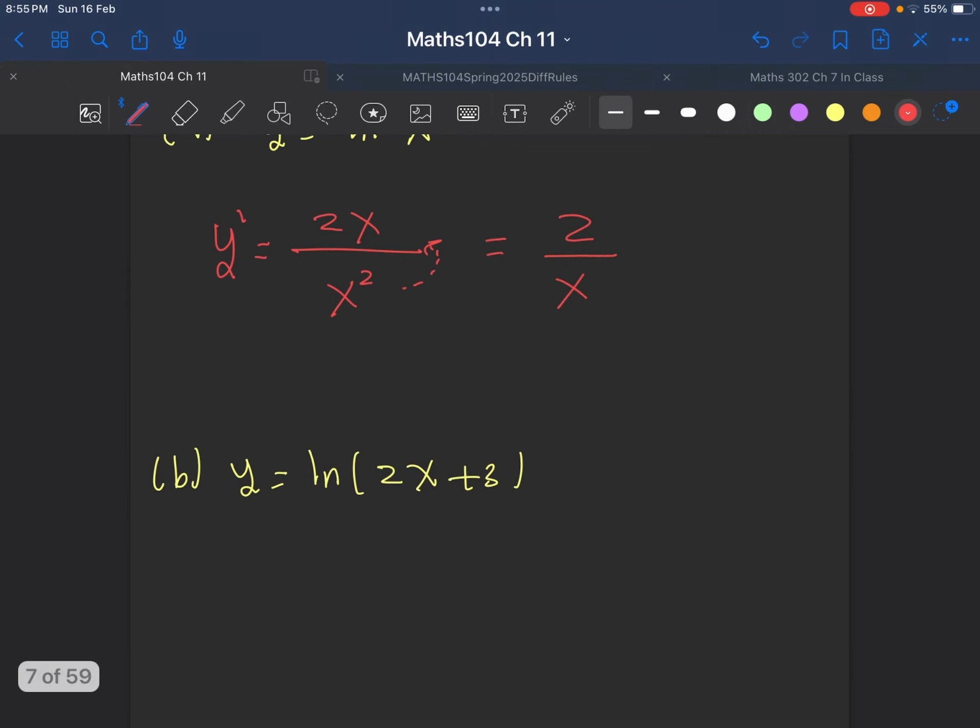Next question, y prime equals. In the denominator, we write the function as it is. In the numerator, we just write the derivative of the function, and the derivative of 2x plus 3 is just 2.